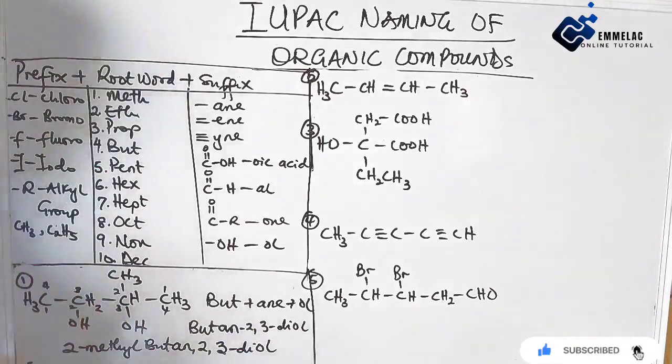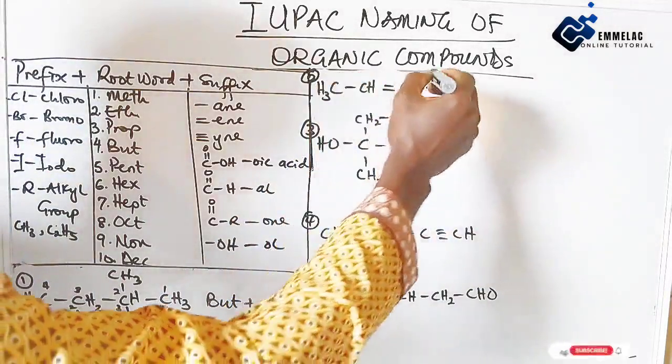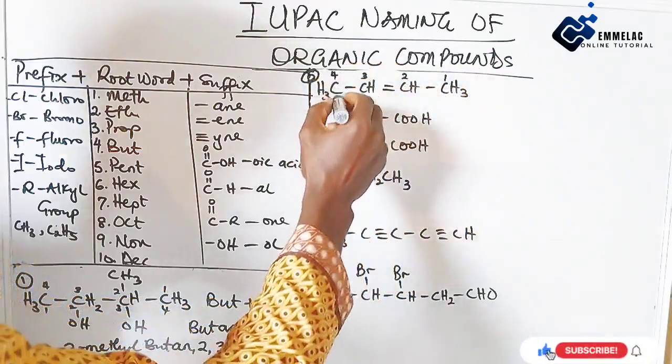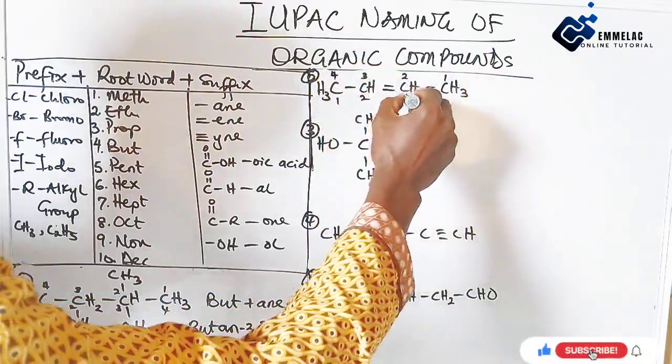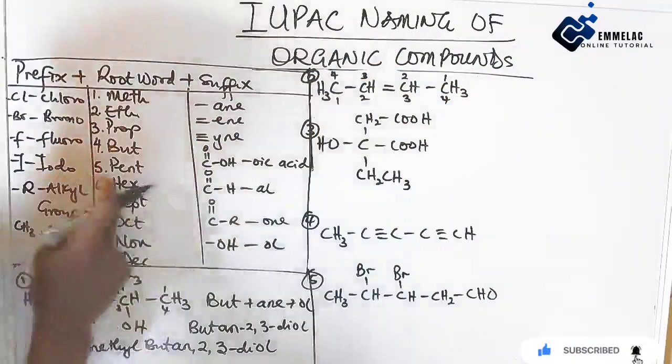Now the next one, let's find the longest possible carbon chain. If you number from here, 1, 2, 3, 4. If you number from here also, 1, 2, 3, and 4. Alright, now from 4 here, that is butane.